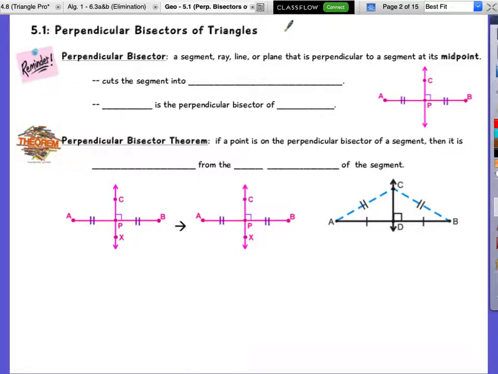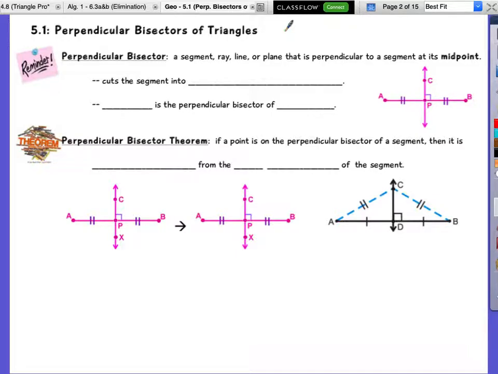So, students will be able to use perpendicular bisectors to find measures and circumcenters of triangles. Section 5.1. Chapter 5 still talks about triangles. Awesome. So, in Chapter 5, talking about properties of triangles. The first property we're going to talk about is perpendicular bisectors, okay? Perpendicular, what's perpendicular mean?